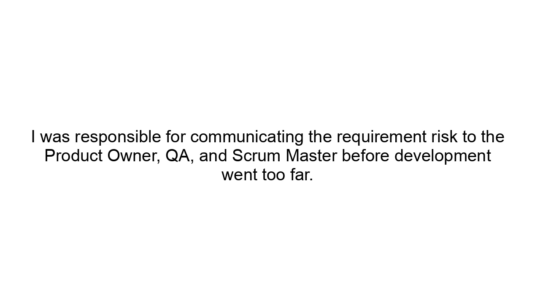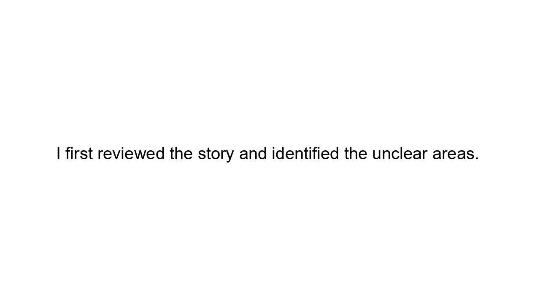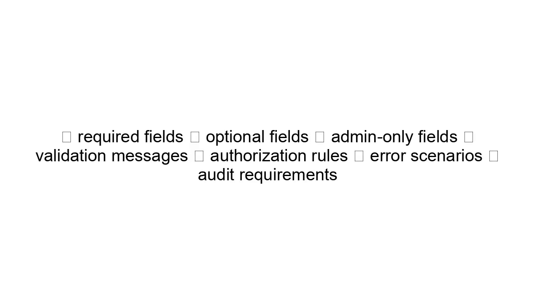Task: I was responsible for communicating the requirement risk to the product owner, QA, and Scrum Master before development went too far. Action: I first reviewed the story and identified the unclear areas. The unclear areas included required fields, optional fields, admin-only fields, validation messages, authorization rules, error scenarios, and audit requirements.